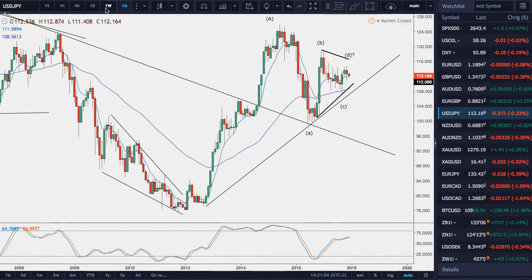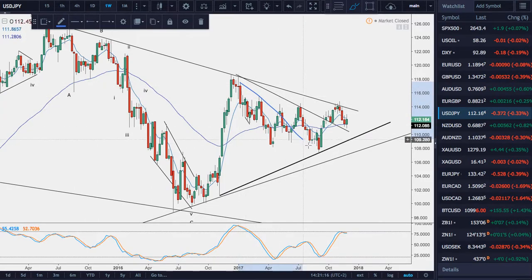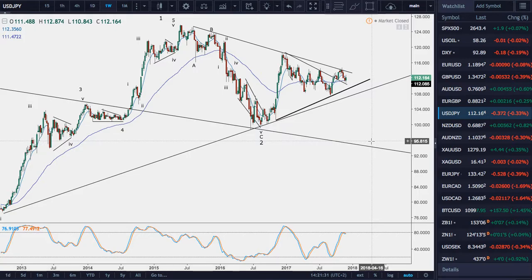The second thing I covered in the video before the audio died was that in the triangle itself, wave A here, wave B here, and wave C here, I cannot eliminate the idea that this is part A of wave C, this is part B of wave C, and we have another move down for part C of wave C, beneath 107, and then a move up for wave D. It's entirely possible. A lot of things are possible, but I don't think it's so likely.